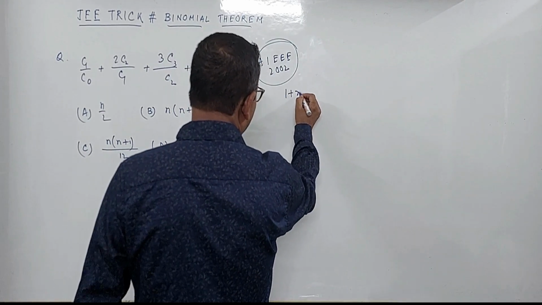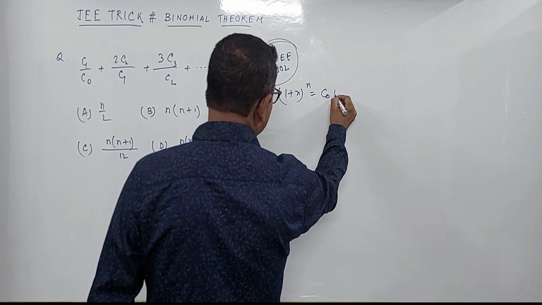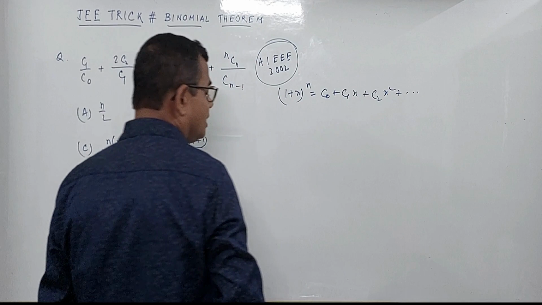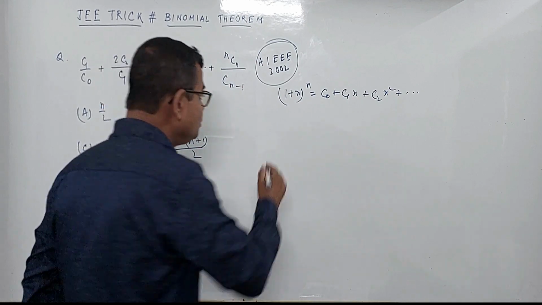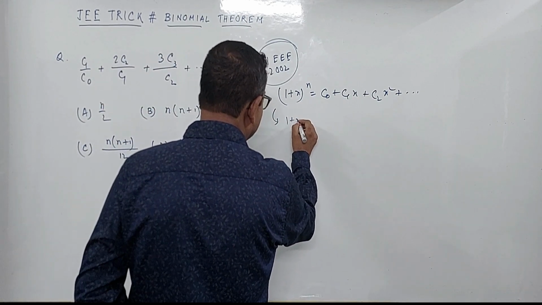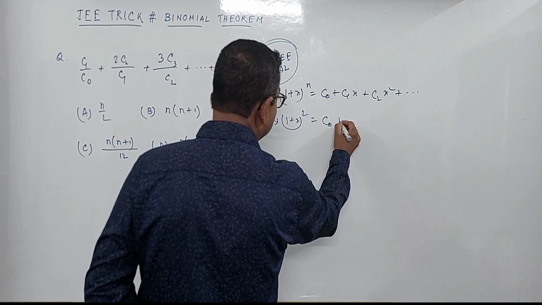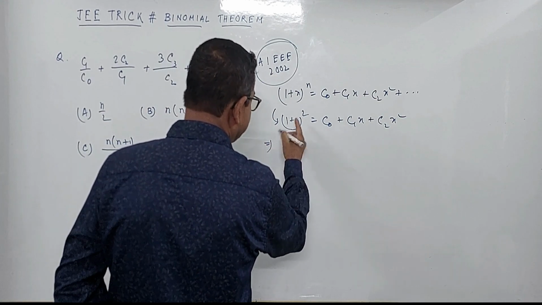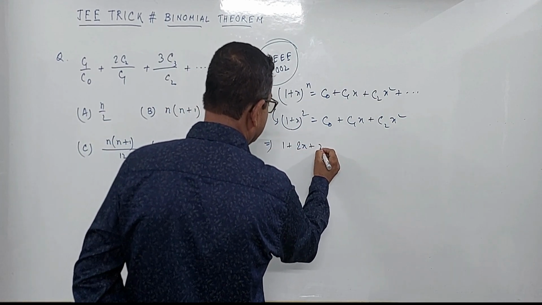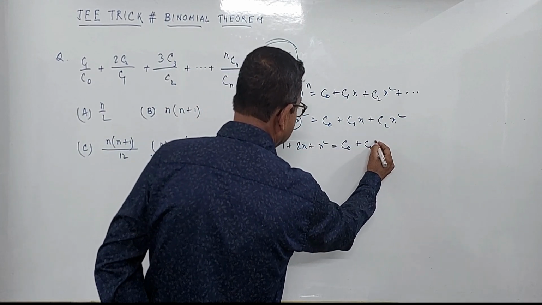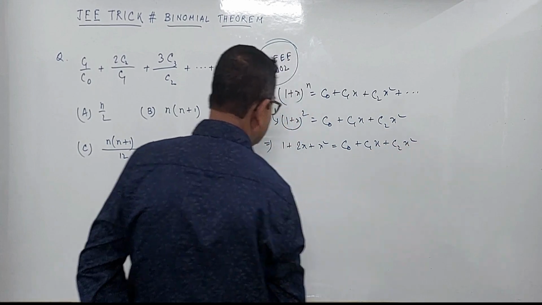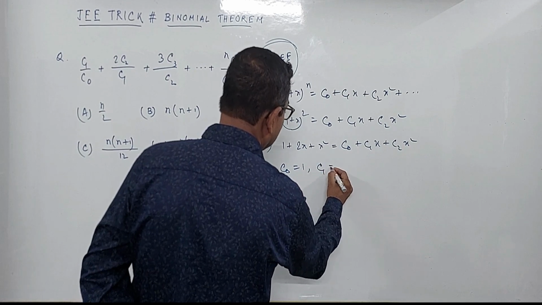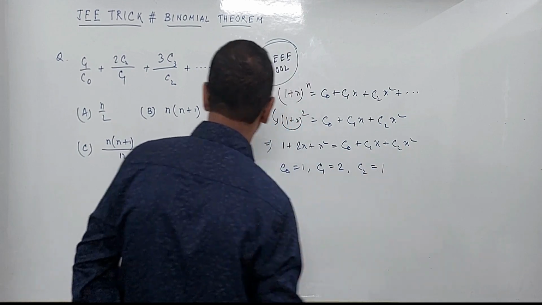So we know (1 plus x) to the power n equals C0 plus C1x plus C2 into x square plus dot dot dot. So if we assume n equal to 2, we get (1 plus x) square equals C0 plus C1x plus C2 into x square. Expanding this, 1 plus 2x plus x square equals C0 plus C1x plus C2 into x square. Now comparing, we get C0 equal to 1, C1 equal to 2 and C2 equal to 1.